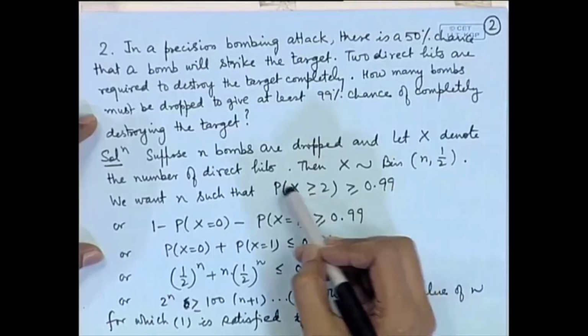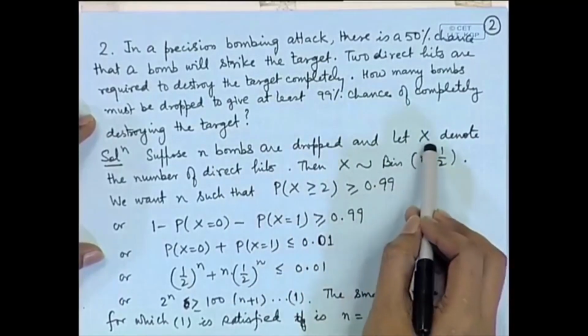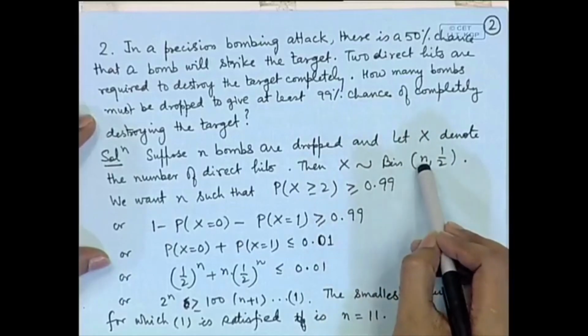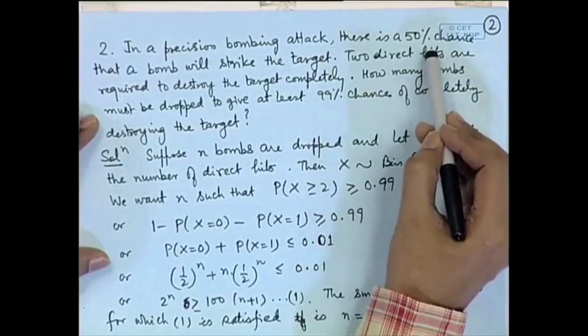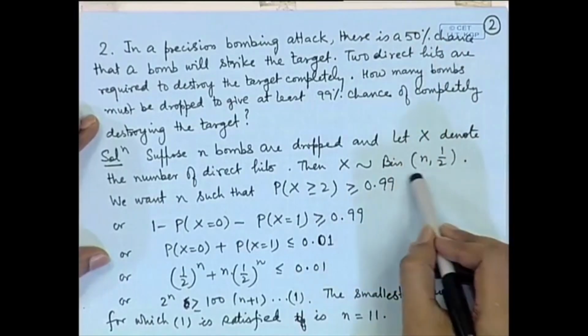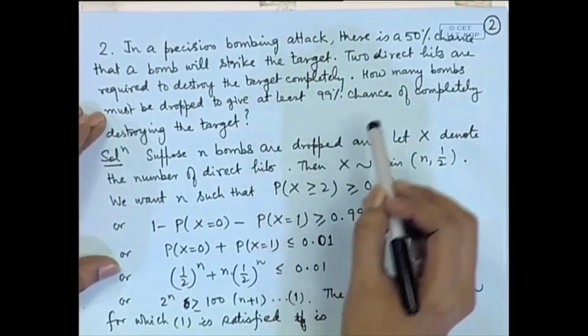So, if I consider out of n bombs, x bombs are the direct hits, then the distribution of x will be binomial n, and here the probability of striking is half, because there is a 50% chance. So, it becomes binomial n, half. So, we want that there is at least 99% chance of destroying the target.